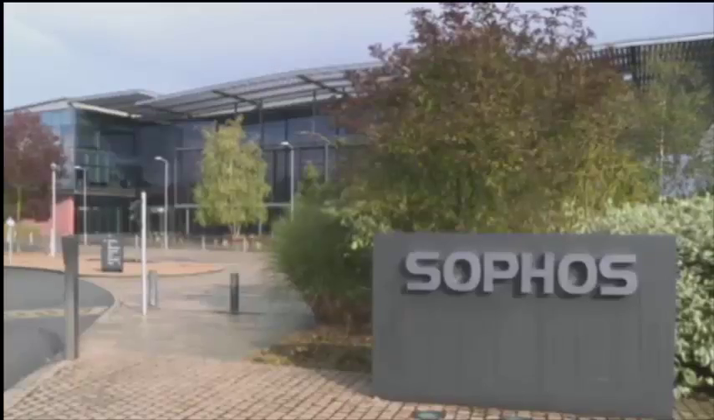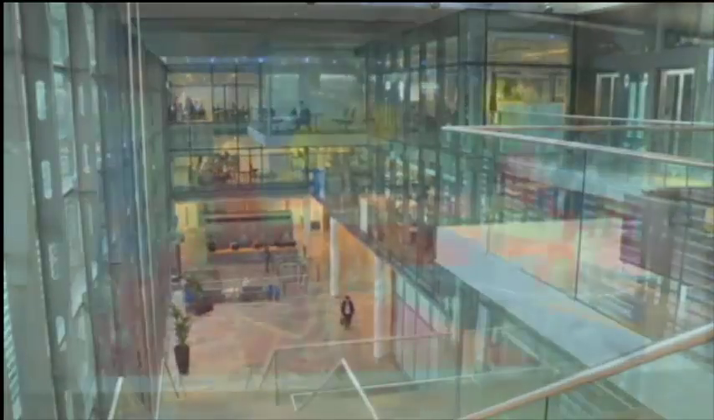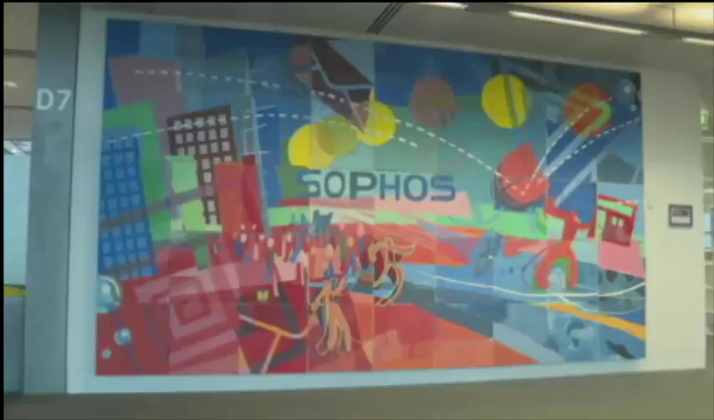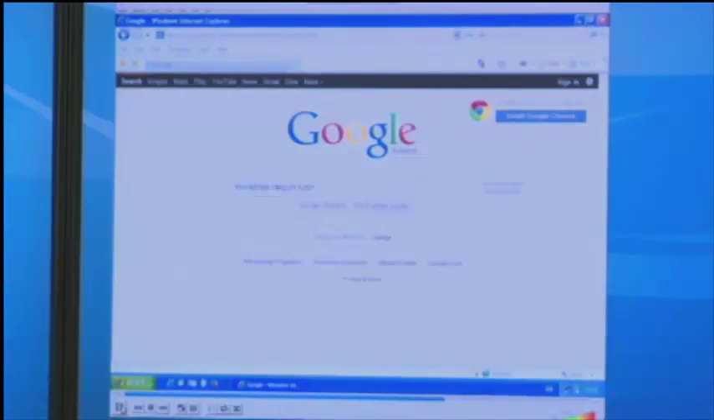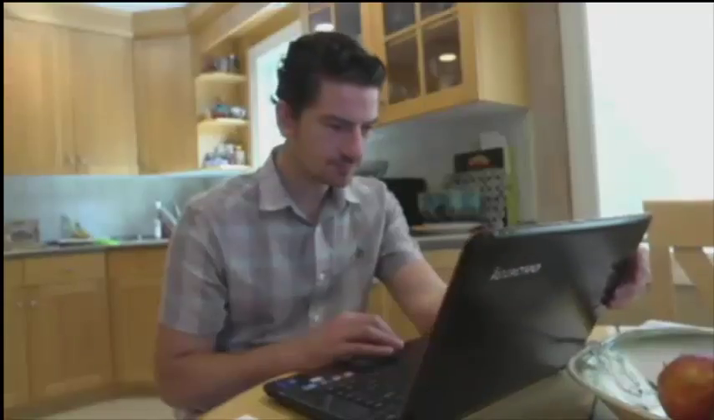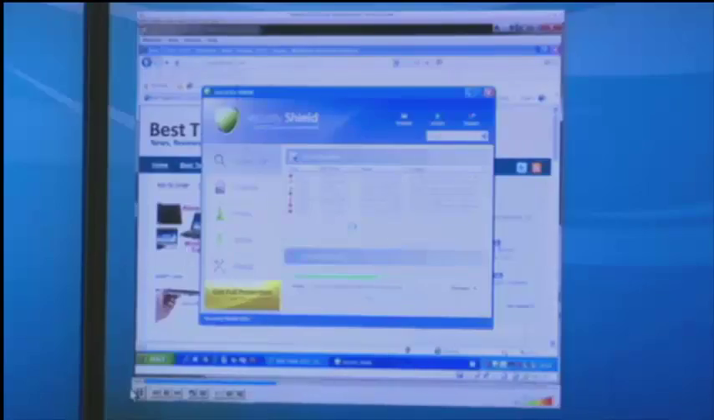This is Fraser Howard. He is a principal threat researcher at Sophos, one of the world's leading internet security firms. Internet security is basically the steps taken to protect yourself from online attacks. Today, almost everybody has been a victim of some kind of cybercrime. But how exactly does it happen? Here, Fraser talks us through an example of cybercrime.